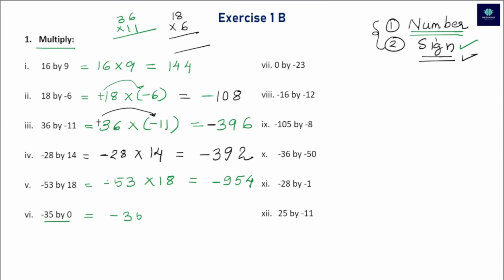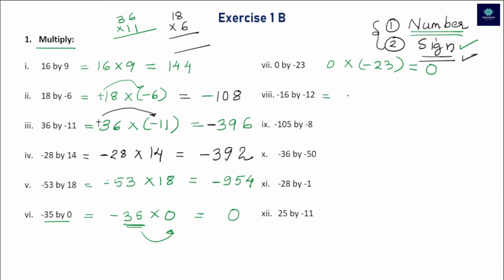Now minus 35 into 0. So we know that when you multiply any integer with 0, so here minus 35 is getting multiplied with 0. So our answer will be 0. And what is the name of this property? It is property by 0. Next is 0 into minus 23. So again, the answer will be 0.